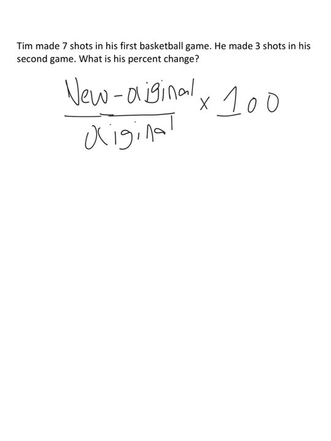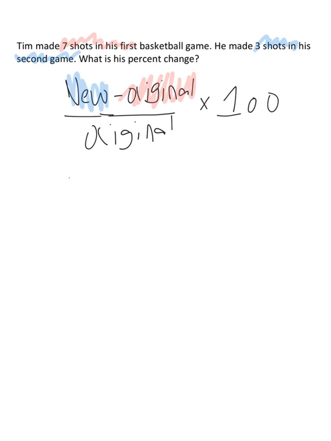So we have the percent change formula located below, and we're going to use that formula to find the percent change. In order to find the percent change, we have to note what's the new amount and what's the old amount. Notice it says Tim made 7 shots in his first basketball game. So that's the original amount, the old amount. Originally he made 7 shots in his first basketball game, and then he made 3 shots in his second game. So the new amount now is 3. So we have our original, we have our new, so now we're ready to plug in.